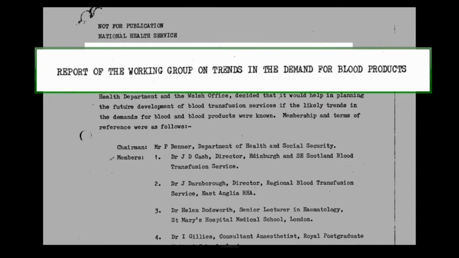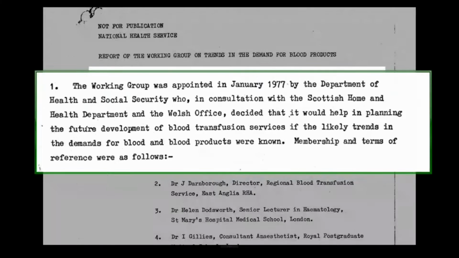If we look at DHSC 0002189_014, we'll see here he was a member of the working group on trends in the demand for blood products. This was their report, and paragraph 1 explains that this was a group established in January 1977 by the DHSS in consultation with the Scottish Home and Health Department and the Welsh Office.